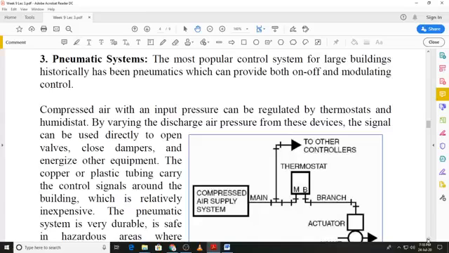The third type is a pneumatic system, and historically that has enjoyed quite a large or diversified use in HVAC systems. When we talk about pneumatic systems, we are using a compressed gas, and that is air, and the pressure of the air can be controlled by the devices that we are looking at, like thermostats and humidistats. Those signals from the thermostats and humidistats will then be used to change the input pressure. And then the device that we are operating will be operated, and they have been used for various purposes, that is, opening valves or dampers and energizing other equipment.